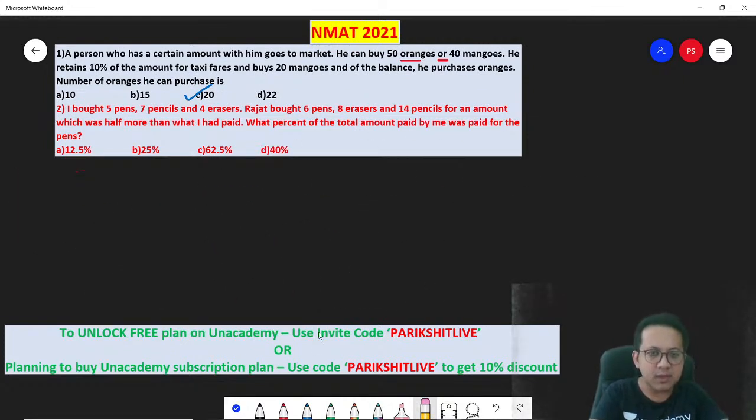Number 2. I bought 5 pens, 7 pencils and 4 erasers. Rajat bought, so let's write it down. I bought 5 pens plus 7 pencils. So I'll indicate pencils as C and 4 erasers.